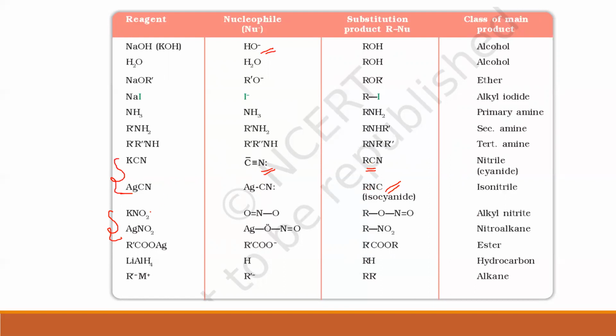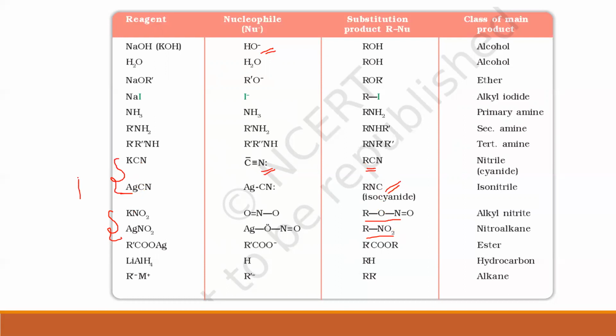Now let's look at KNO2. In KNO2, the compound obtained is RONO, which means the bond is formed between R and oxygen. Whereas when I take AgNO2, the bond is formed between R and nitrogen. It is not between oxygen. Clear? So you can see a clear difference between these two species.